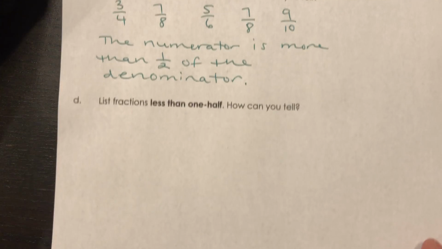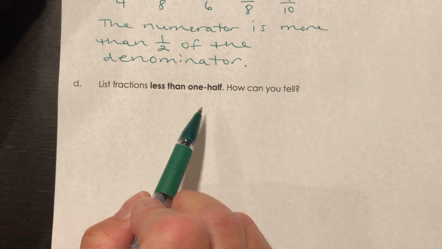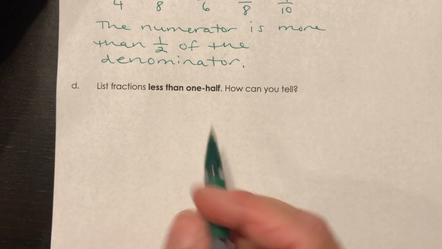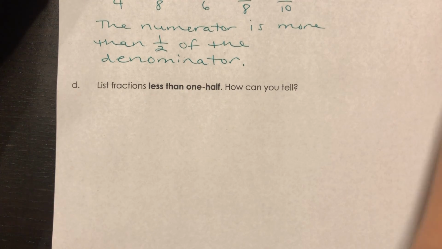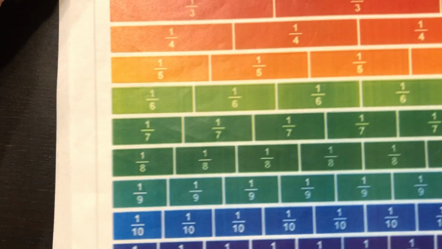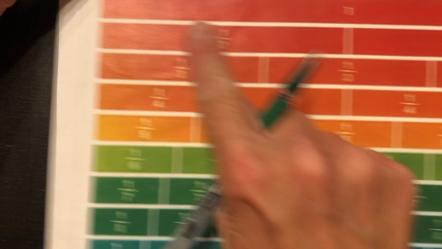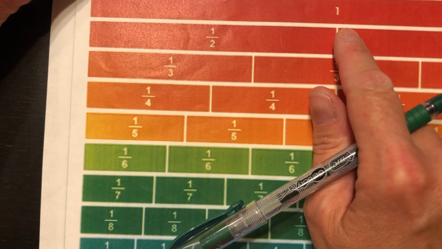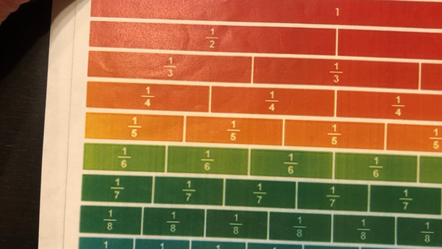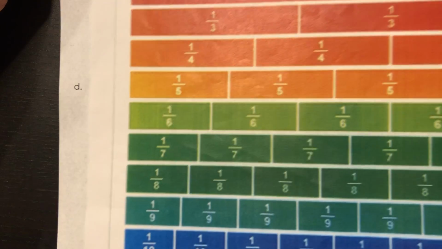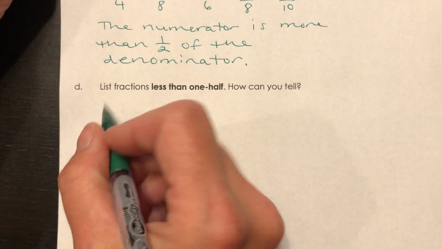All right, the last little set here. List fractions less than 1/2. How can you tell? Okay, so fractions less than 1/2. You can look at your diagram here. And here's a half, right? Well, I can just follow this right down. 1/3, 1/4, 1/5, 1/6, 1/7, 1/8, all of those. So if you wanted to, you could look at your fraction bar diagram to list some.